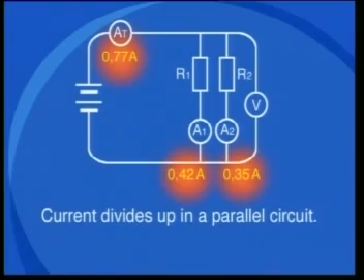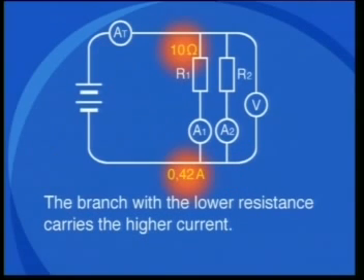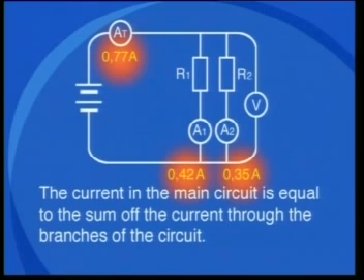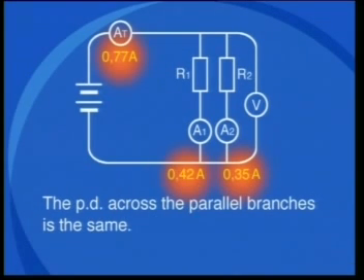What do these results show us about parallel circuits, and what conclusions are we able to come to? Current divides up in a parallel circuit. The branch with the lower resistance carries the higher current. The current in the main circuit, that is from the battery, is equal to the sum of the current through the branches of the circuit. And the potential difference across the parallel branches is the same. We can write these conclusions for currents, resistance, and potential difference across a parallel circuit mathematically. Let me show you how.